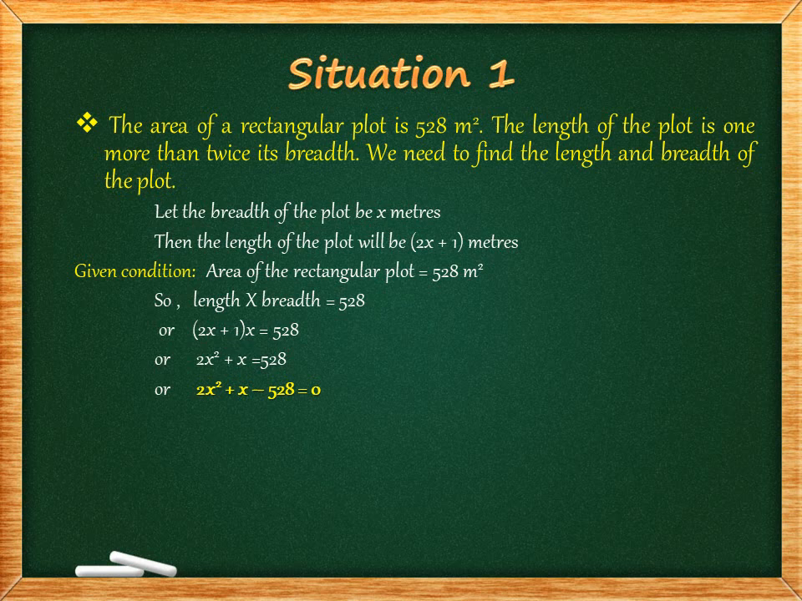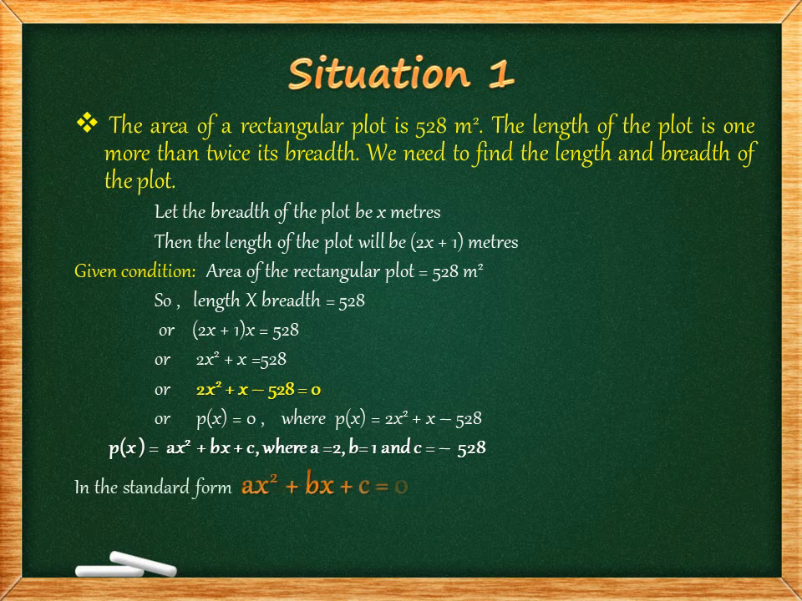0. Now we can see the left hand side of this equation is a quadratic polynomial. So we can write it like this: p(x) is equals to 0, where p(x) is 2x square plus x minus 528. Okay, now if we write p(x) in standard form as ax square plus bx plus c, where a is 2, b is 1 and c is equals to minus 528, this equation will take the form ax square plus bx plus c is equals to 0.